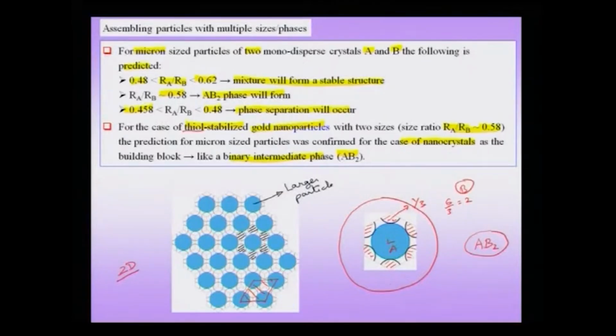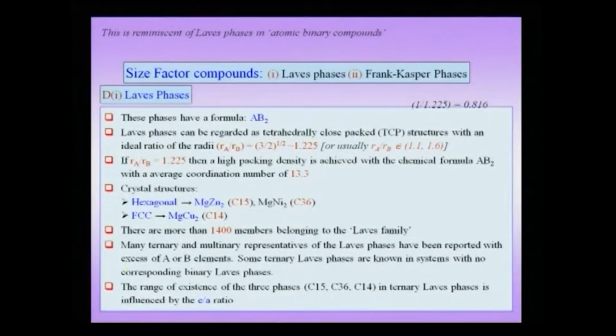Now, the question arises, we have micron size crystals which can form with a stoichiometry AB2. There are nanoscale crystals which can form with the stoichiometry AB2, but are there analogues of this in the normal atomic crystals? And obviously, there are, and the normal atomic crystals are called the Laves phases, which are atomic binary compounds. And if you look at the larger scheme of size factor compounds, there are 2 kinds of size factor compounds. One is the Laves phases, another is the Frank-Kasper phases. And if you look at the Laves phases, they form with the stoichiometry AB2, which is the stoichiometry we are talking about in the case of micron sized or the nano sized particles forming the precipitates.